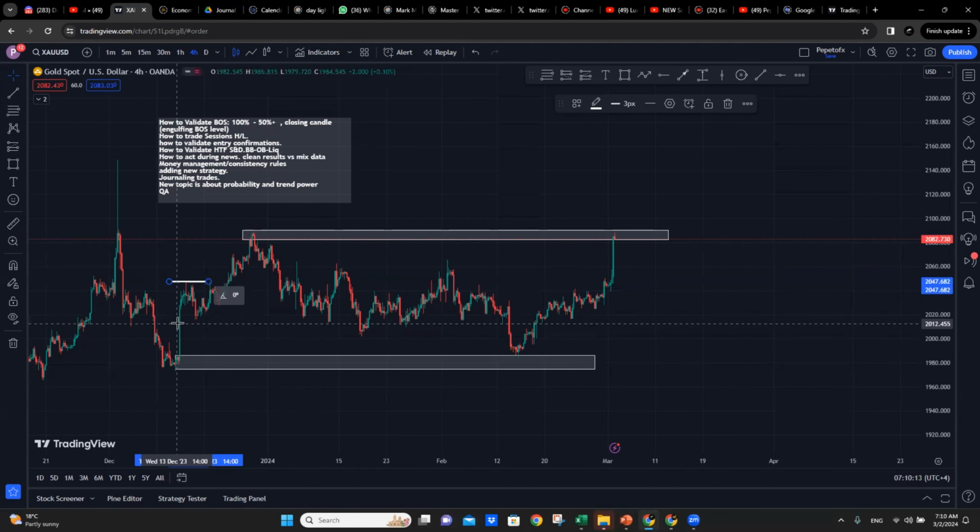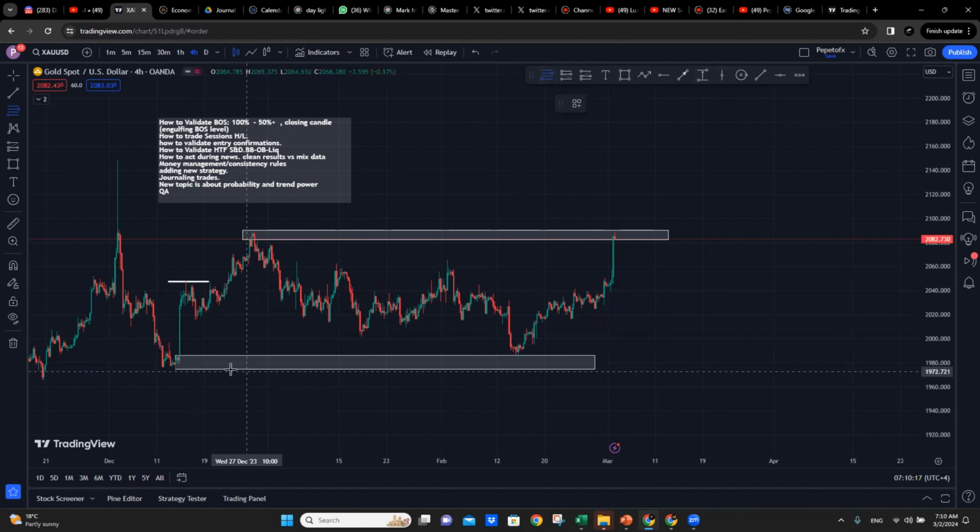So the push from here, you should understand, this price did retrace nearly half of the move. Okay, half of the move retraced, and then because of the strong bullish trend, it continued to the upside. This is how you identify the power of the trend.